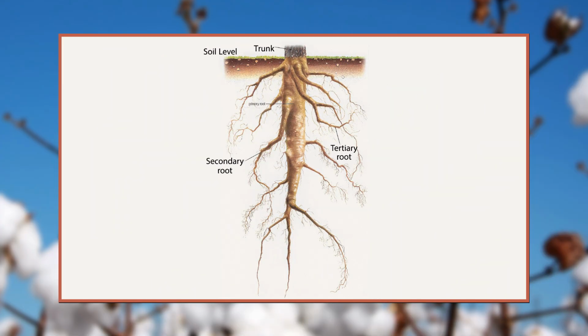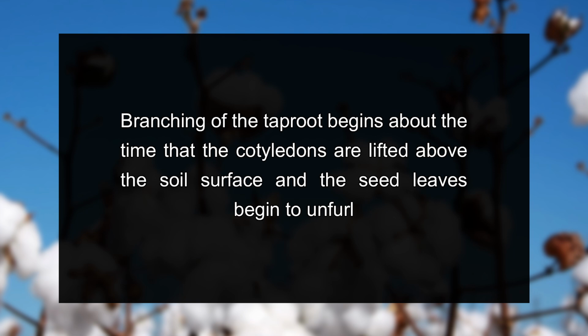The cotton plant has a primary or main taproot with many branches known as lateral roots, and along the lateral roots are root hairs. After seed germination, the taproot grows downward for several days without branching. It may reach a depth of 9 inches by the time the cotyledons or seed leaves have emerged from the soil. Branching of the taproot begins about the time that the cotyledons are lifted above the soil surface and the seed leaves begin to unfurl. Soil type and texture, moisture and aeration determine how deep taproots penetrate.